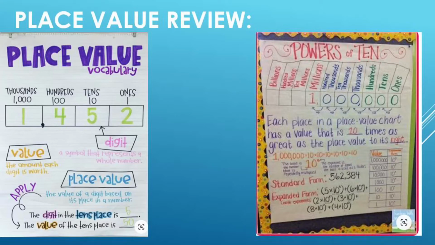When we say that each place value to the left is 10 times the value of the place value to the right, what that means is if I have a 4 in the hundreds place, like in the chart on the left, that's a value of 400. If I then also had a 4 in the tens place, that tens place would have a value of 40. That means that the 4 in the hundreds place is 10 times more than the 4 in the tens place, because 40 times 10 is 400.